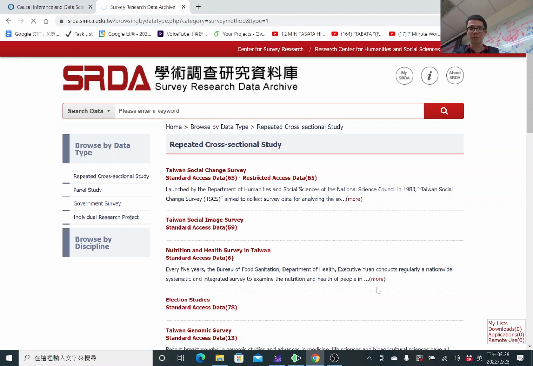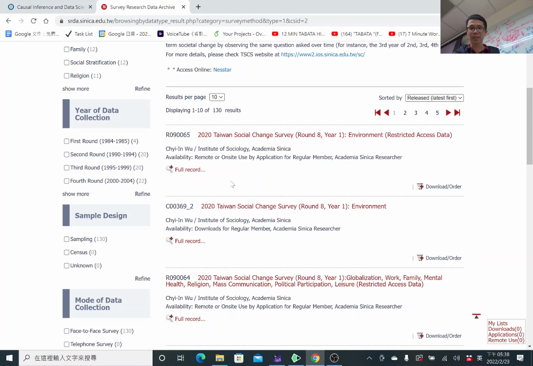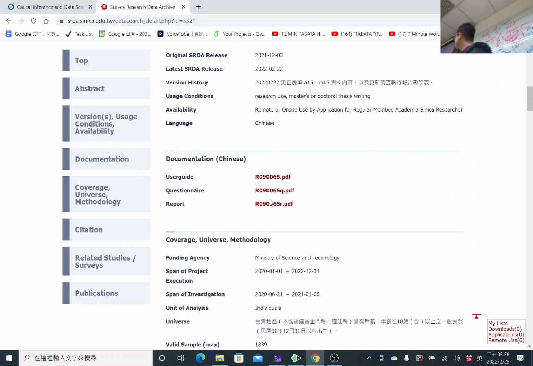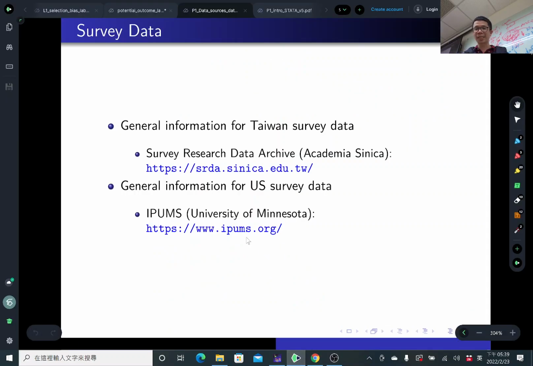For example, click this and go here. It will give you several pieces of information without becoming a member. You can just click to get a questionnaire and a codebook. So that's one source, if you want to do something related to Taiwan. If you want to do something related to the U.S. or other countries, especially the U.S., you can go to this website called IPUMS.